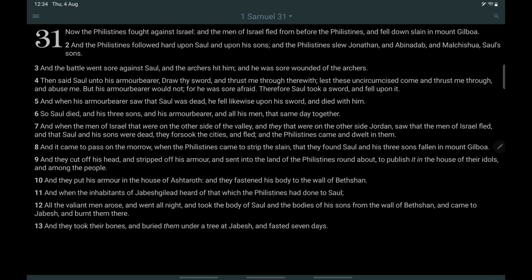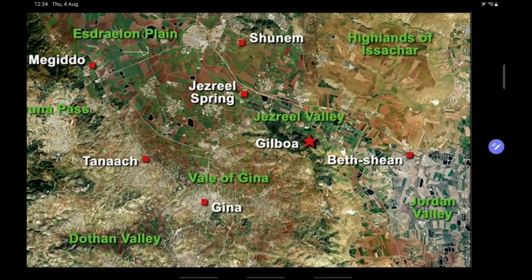Then Saul said unto his armor-bearer, "Draw thy sword, and thrust me through therewith, lest these uncircumcised come and thrust me through, and abuse me." But his armor-bearer would not, for he was sore afraid. Therefore Saul took a sword, and fell upon it. And when his armor-bearer saw that Saul was dead, he fell likewise upon his sword, and died with him. So Saul and his three sons, and his armor-bearer, and all his men died that same day together.